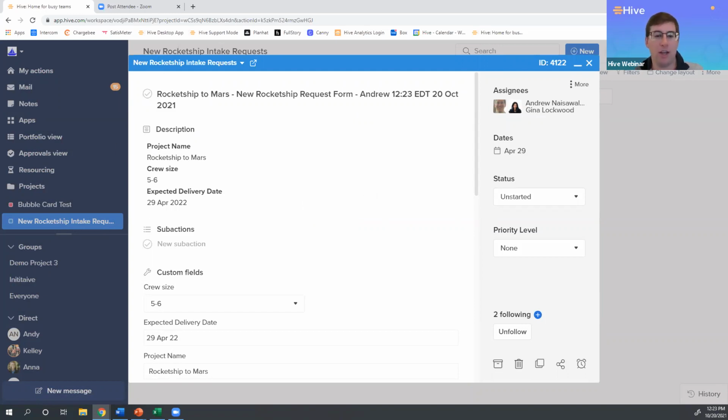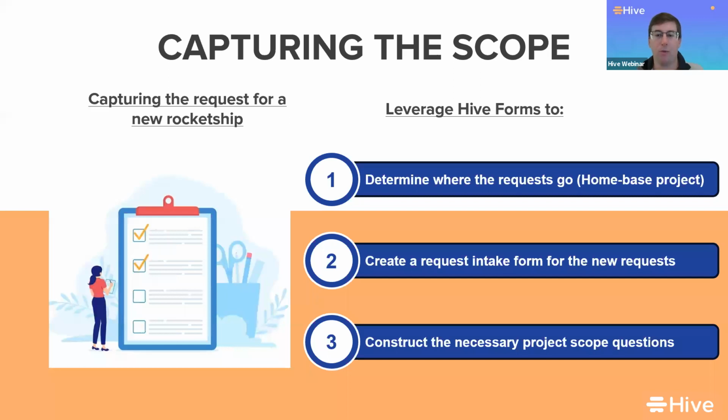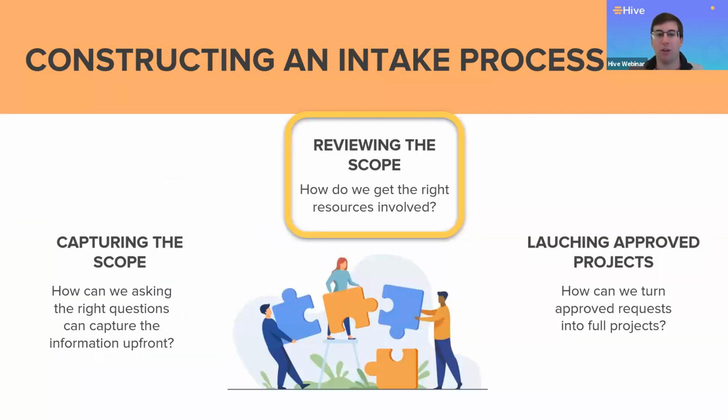So let's actually go back into our deck and go through what it looks like now to the next pillar of today's session, and that's reviewing the scope. Now that we've created a form, built it out, and added the questions that we need, let's talk about the next step, and that's how to review the scope once it's come through. Effectively what that means is how do we get the right people involved early on to actually conduct and review that scope.